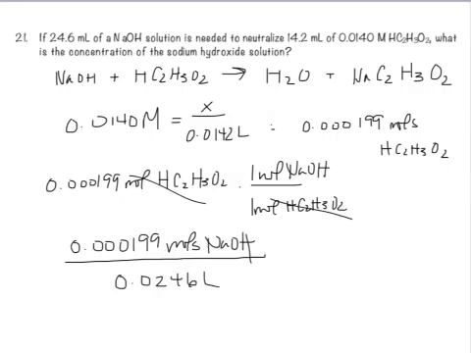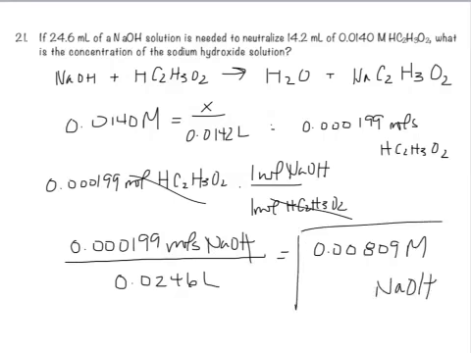0.0246 liters. If I go ahead and divide this, my answer should have 3 sig figs, so it should be 0.00809 molar sodium hydroxide.